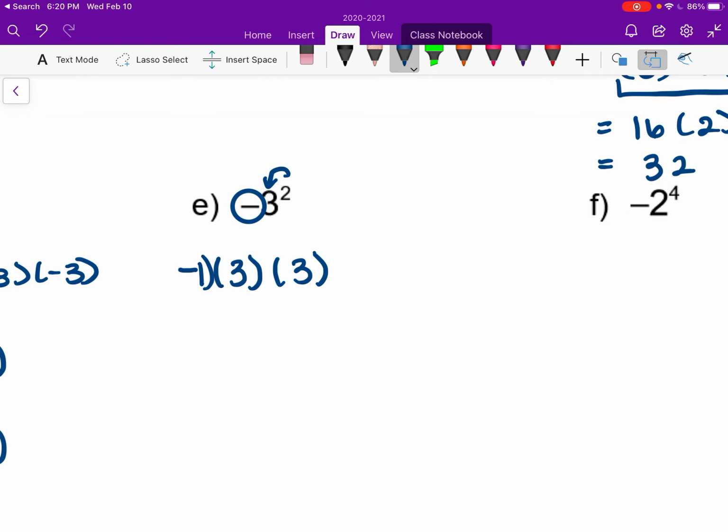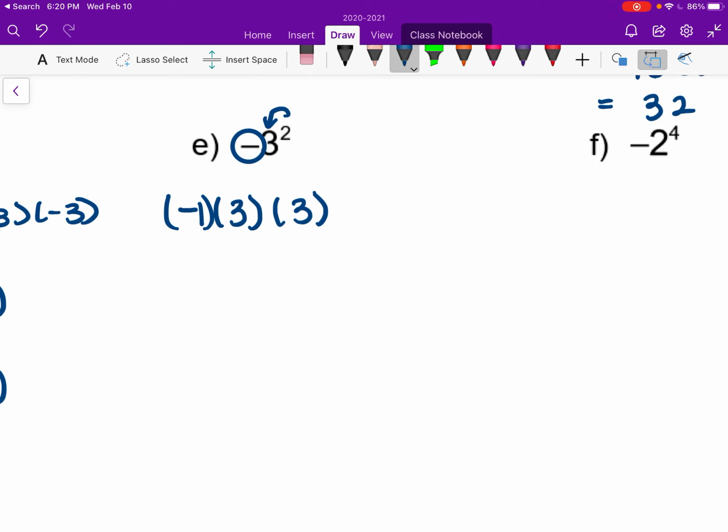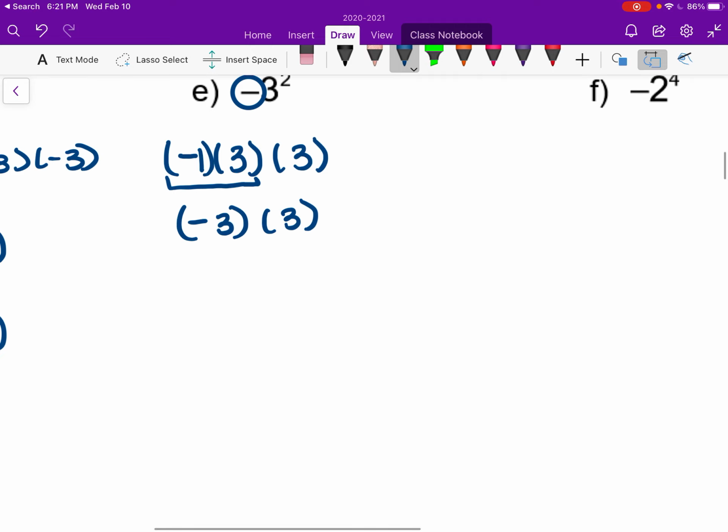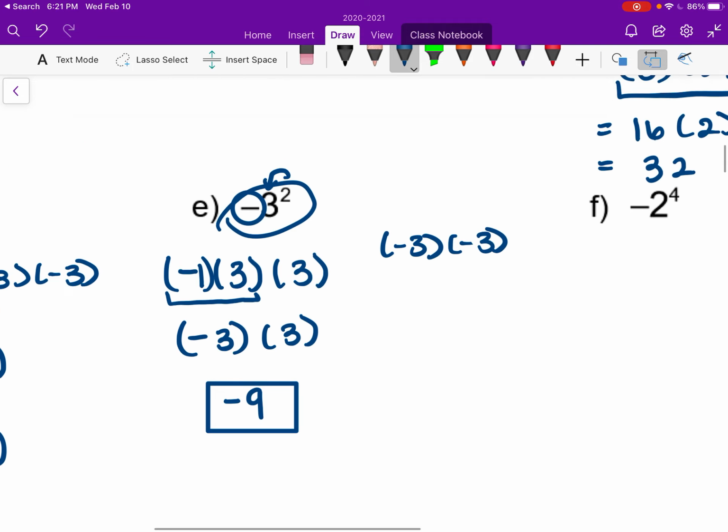We're going to write this as an invisible negative 1. Okay, so now I have negative 1 times 3 times 3. So then I'm left with negative 3 times 3, which is going to give me negative 9. The reason we do not do negative 3 is because this isn't in a bracket, so it doesn't count. Okay?